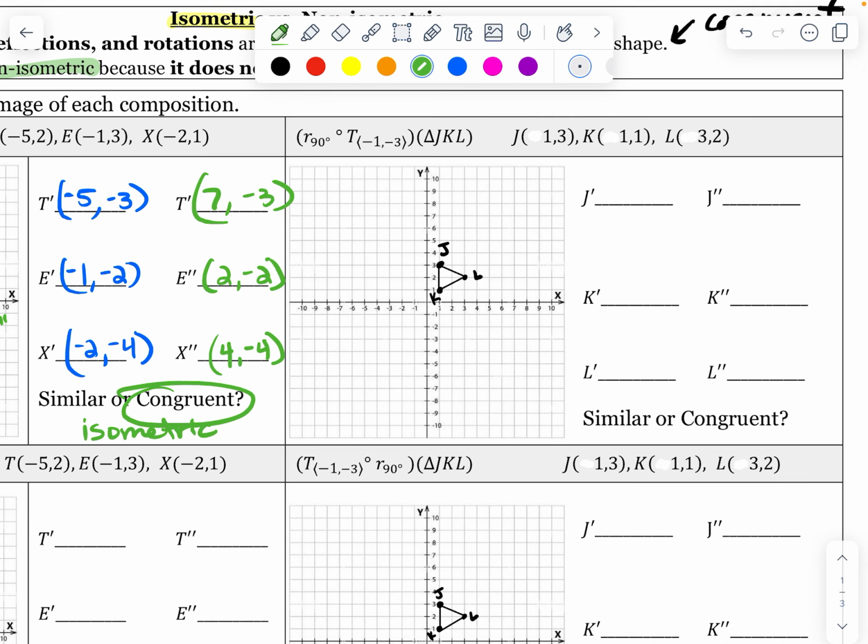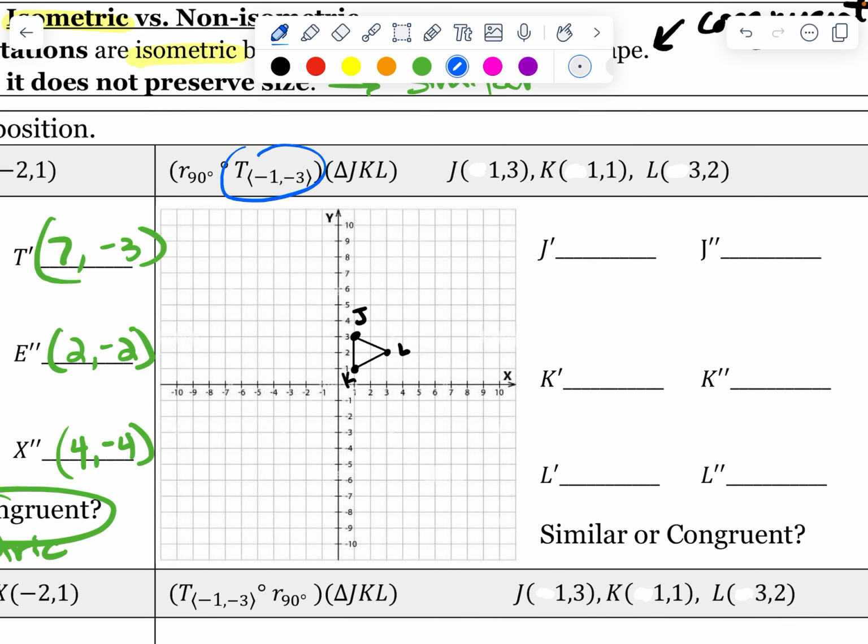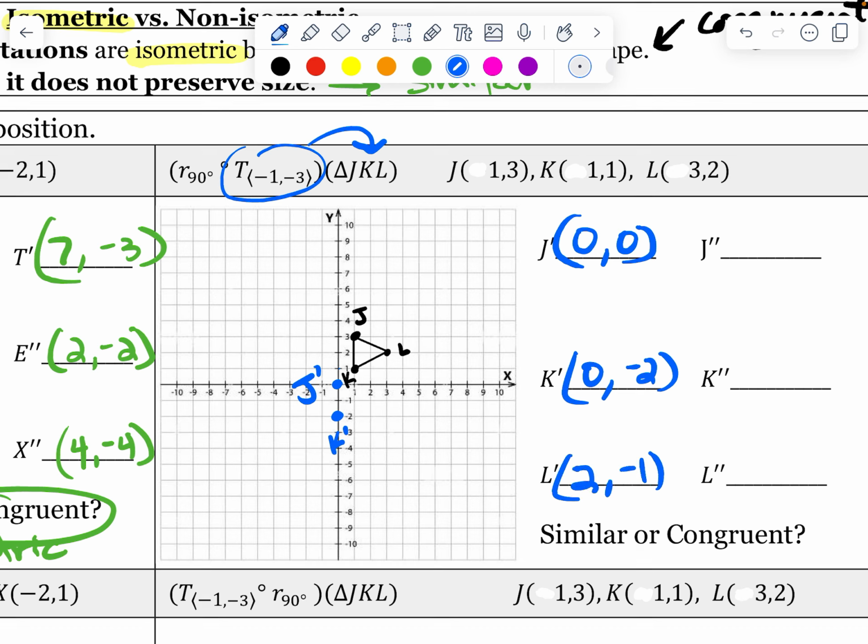All right, let's try another one. So I have JKL here. So we do the one closest to it first. So that's a translate. Left 1 down 3. So let's see, J is going to end up at 0, 0. Left 1 down 3. There's J prime. K, left 1 down 3. Left 1 down 1, 2, 3. And L, left 1 down 3. L, left 1 down 1, 2, 3.